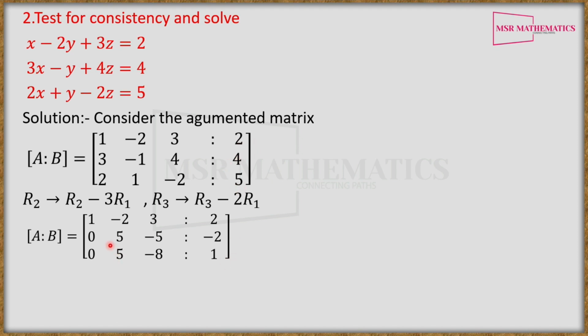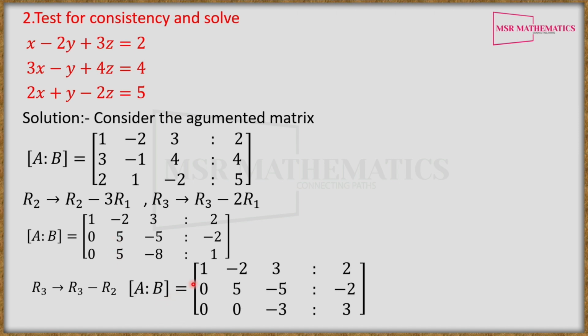So, next step: in the second row the leading entry is 5. To obtain it as unity, if we divide this by 5, we obtain 1. Next, below this leading entry all the values must be 0. Here we have 5. For that, the elementary row operation is to change R3 as R3 minus R2. Not R1, but R3 by R3 minus R2, because here also 5, here also 5. 5 minus 5 we get the value 0.